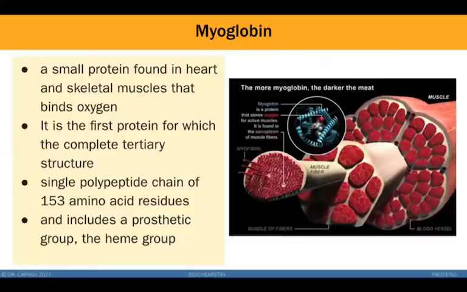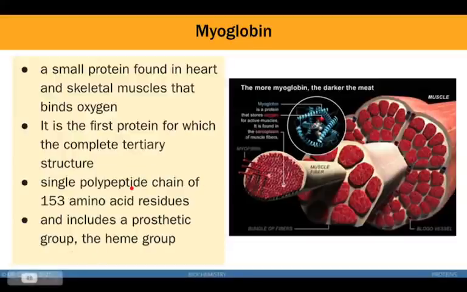Okay. To exemplify an example of a tertiary protein structure, we have a protein called myoglobin. Now, myoglobin is a small protein found in the heart and skeletal muscles that binds to oxygen. It is the first protein for which the tertiary structure was determined.